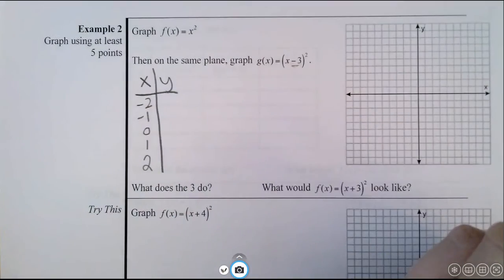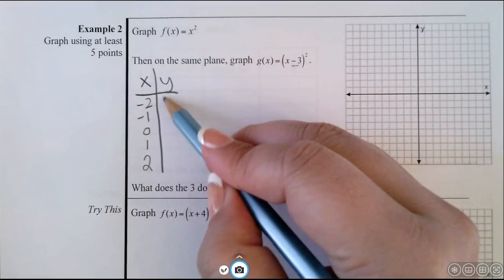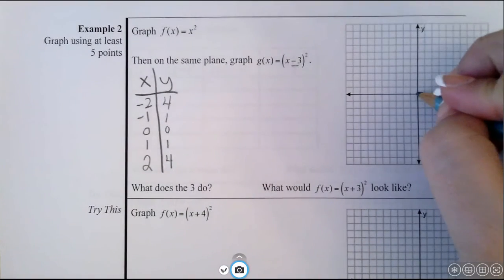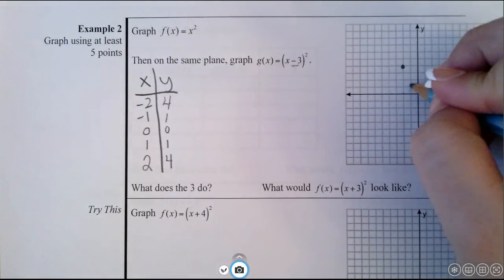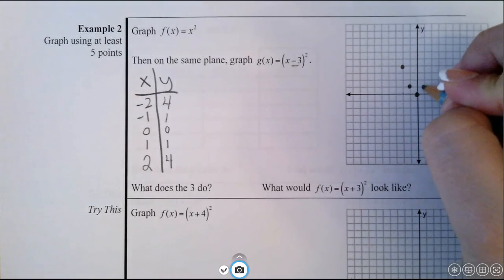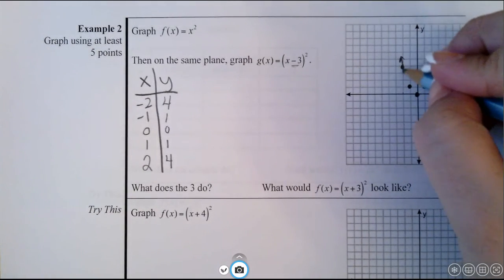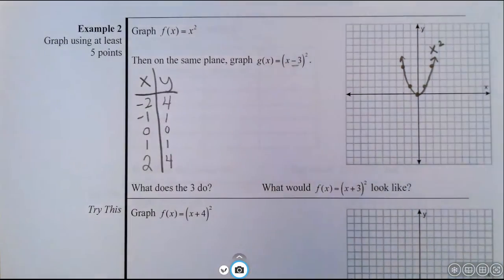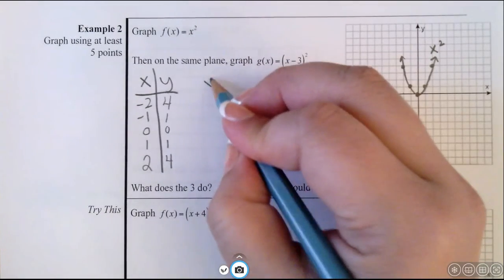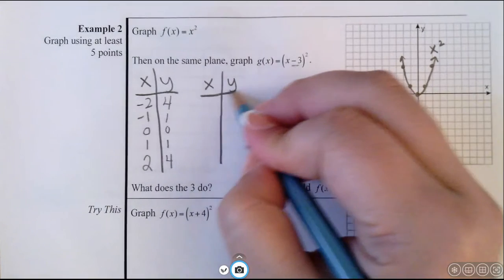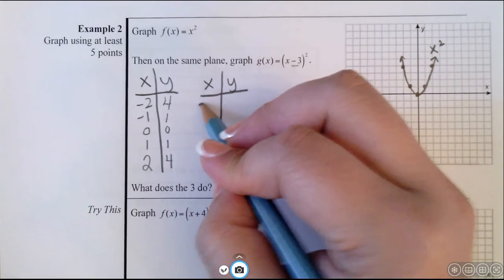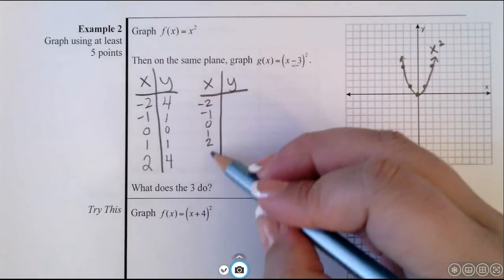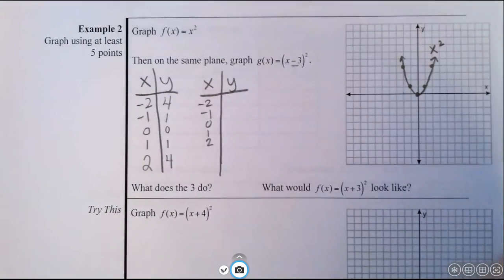For x squared, we've already seen these values. 4, 1, 0, 1, 4. And so we'll plot those same points: -2, 4, -1, 1, 0, 0, 1, 1, 2, 4. There's my graph of x squared. And then we want to graph g of x. Let's start with -2, -1, 0, 1, 2. Notice I'm leaving space on my x values. You'll want to leave some space there.